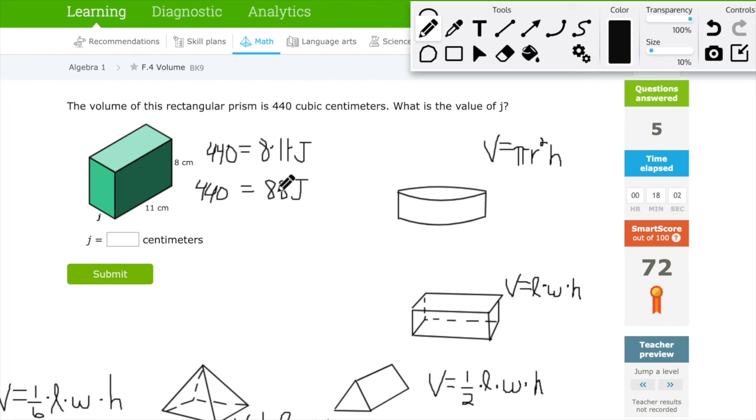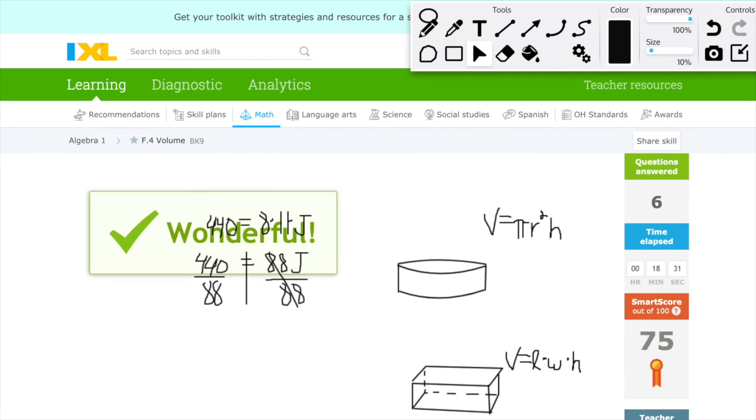Now, because this is multiplication connecting these two things, and I want to get j by itself, I need to cancel the 88. But I need to do it to both sides of the equal sign. So what I'm left with now is j equals 440 divided by 88, which is 5. So we plug that in and hope that j, our missing side, is 5 centimeters.